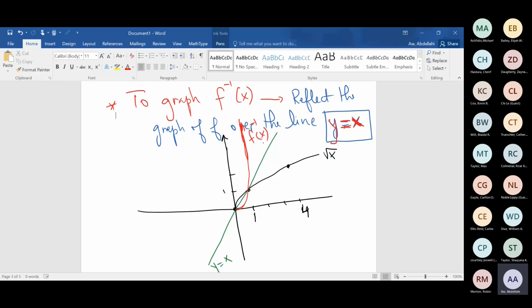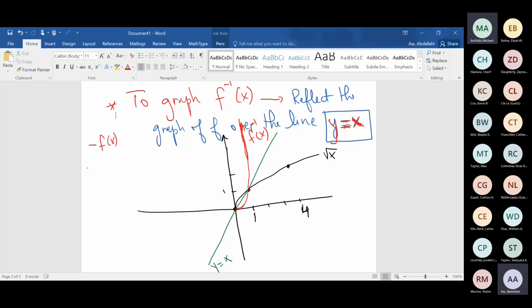So in the transformation of functions, how many flippings have we seen now? If you count this one, how many flippings have we seen? One. Do you remember section 2.6? If you want to graph negative f of x, how do you flip the graph? Over the x-axis. Over the x-axis.